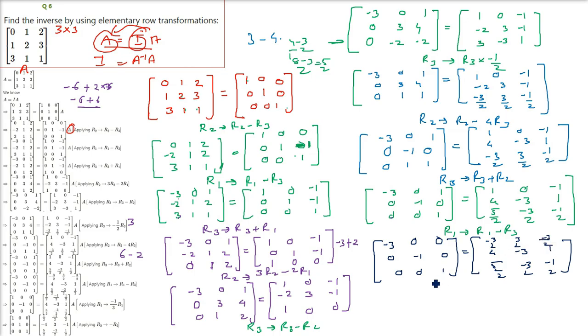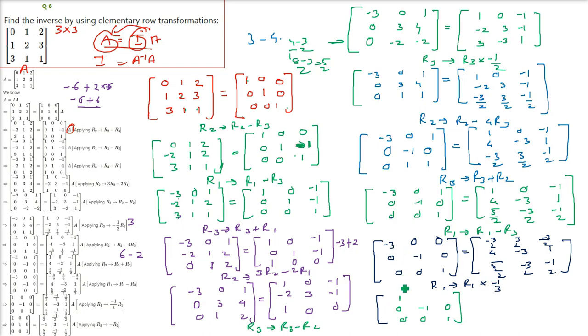Next one, since we have got many zeros but we still need minus 3 to be made 1, we are changing row 1 to row 1 multiplied by minus 1 by 3. So just multiply the first row by minus 1 by 3. So minus 3 into minus 1 by 3 is 1. The other things will remain like this: 0 minus 1, 0, 0, 0, 1. Minus 1 by 3 multiplied.